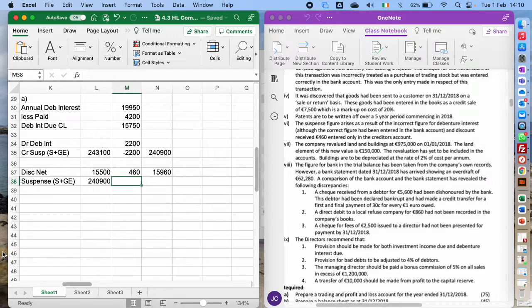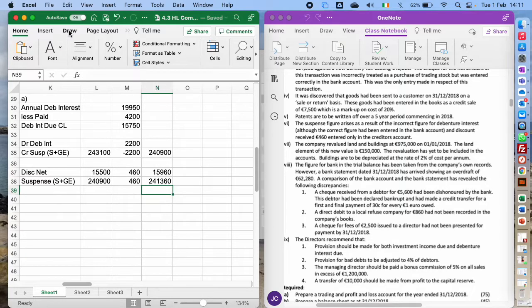Would that have been a debit or a credit entry? Discount received. Credit. So therefore the suspense must be the opposite, which is debit. So debit means I have to add to salaries and general expenses. So there's the new salaries and general expenses figure.